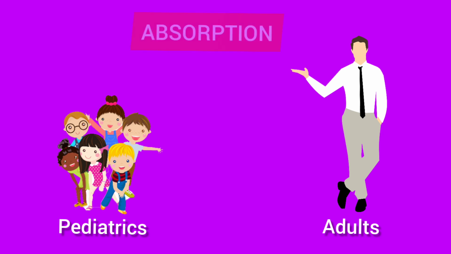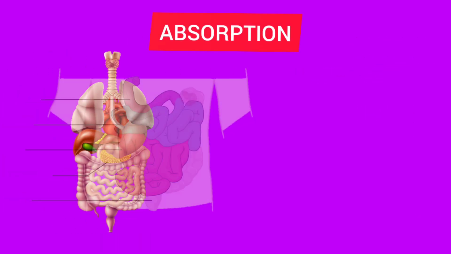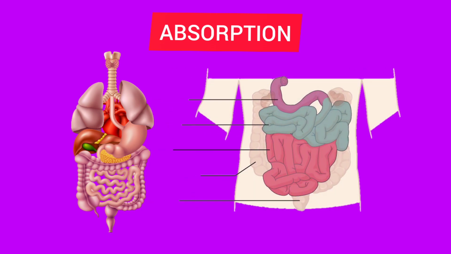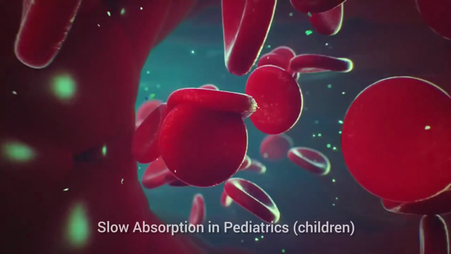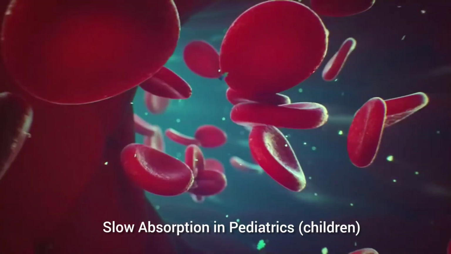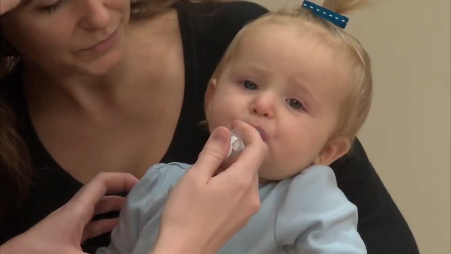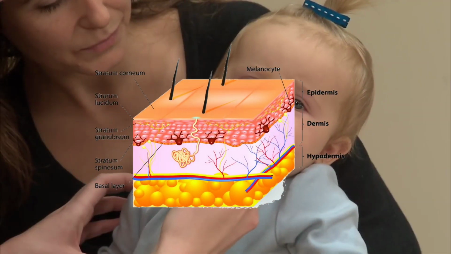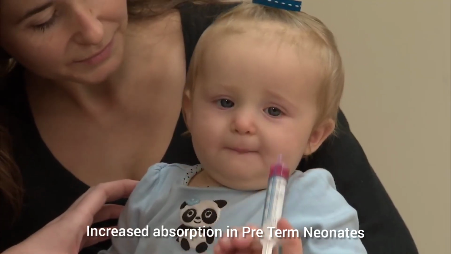Coming to absorption, the gastric emptying time and intestinal motility are low in children. Hence, a prolonged transit time is observed, resulting in slow absorption compared to adults. In preterm neonates, the thickness of the stratum corneum is very thin, resulting in increased absorption.